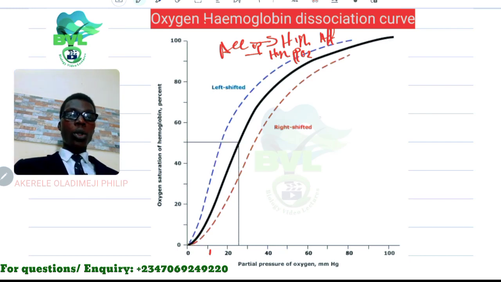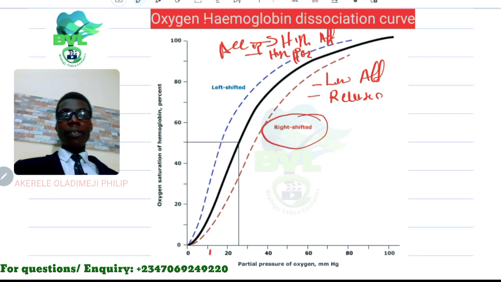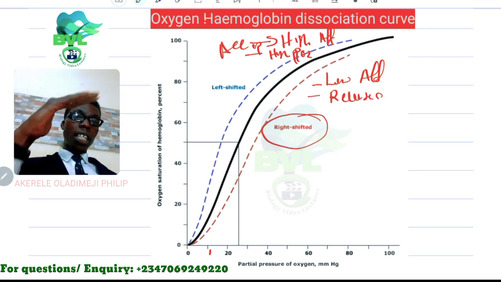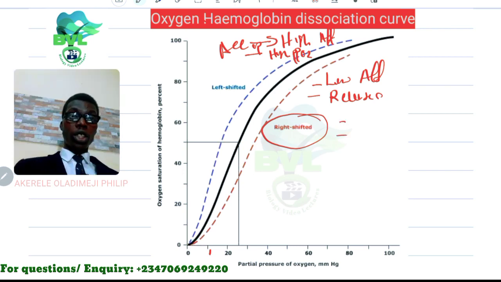Then also, when it shifts to the right, what does that mean? It means that there is low affinity for oxygen. That's hemoglobin having low affinity for oxygen. And what does that connote? It means it's going to what? Release oxygen to the tissue, which is what we want. Is this clear? Now, quickly, you might want to ask me, what are the factors that will make the oxygen hemoglobin dissociation curve shift to the right?